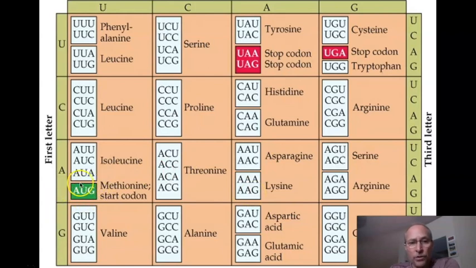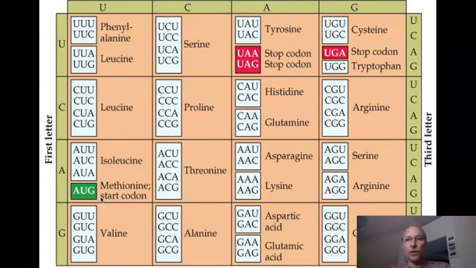Now, this AUG, notice, says methionine and start codon. So the question is, which is it? Is it a methionine or is it a start codon? And the answer is yes. It is both. It's always a methionine, but it's always a start. And what that means is that the proteins always start with methionine when they're first built. They're always built first with methionine.